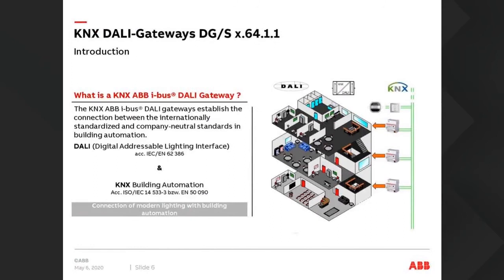So, what's a KNX ABB IBus DALI gateway? Well, it's the connection between our KNX network and our DALI system. So typically, as with all these gateways, KNX comes in on one side and DALI goes out on the other side. One advantage our gateways have is they also require a 240-volt connection. And the advantage of that is that you don't need a separate DALI power supply for the DALI communications. What comes out of our gateway is a 2-wire DALI control bus.